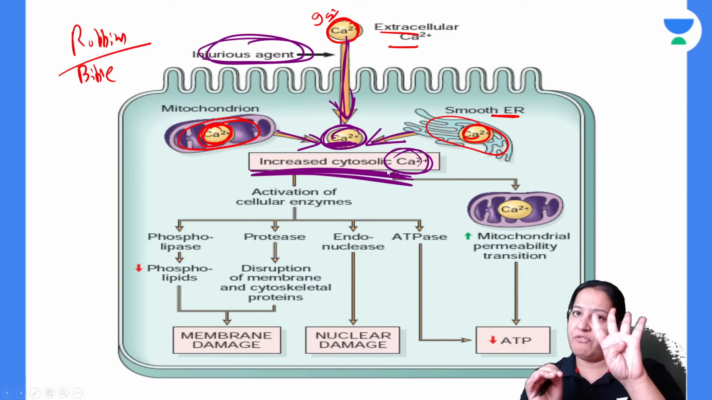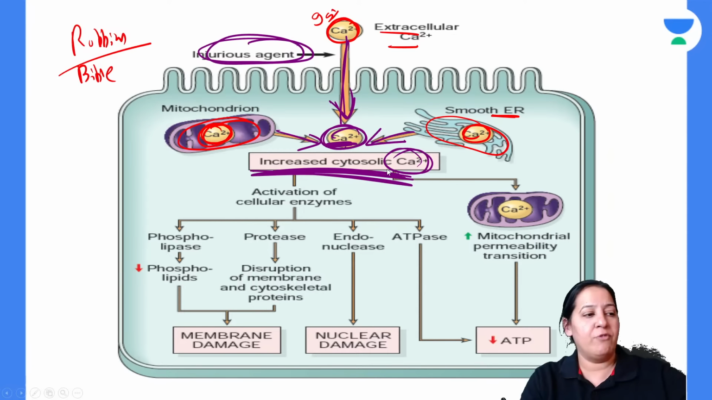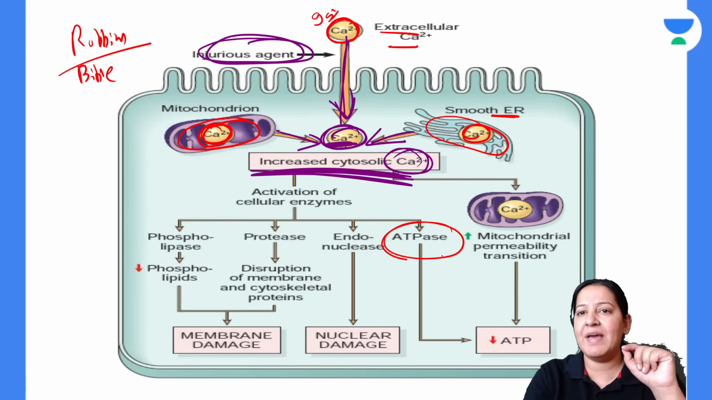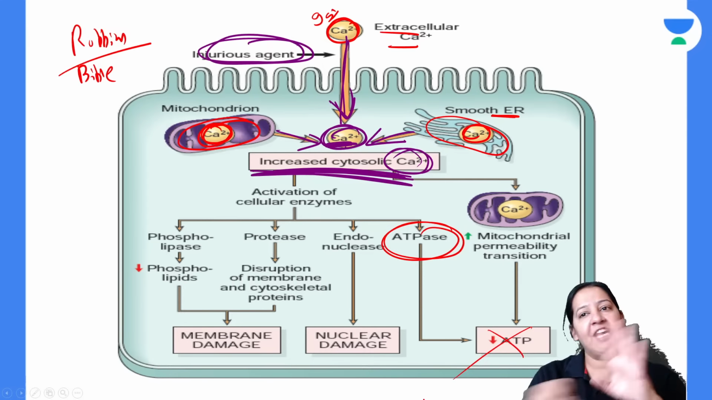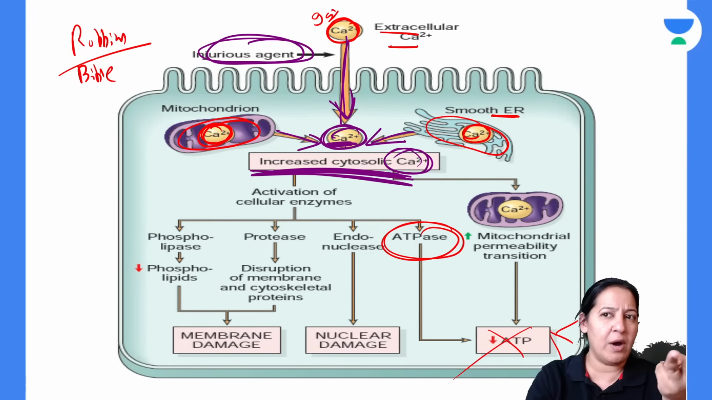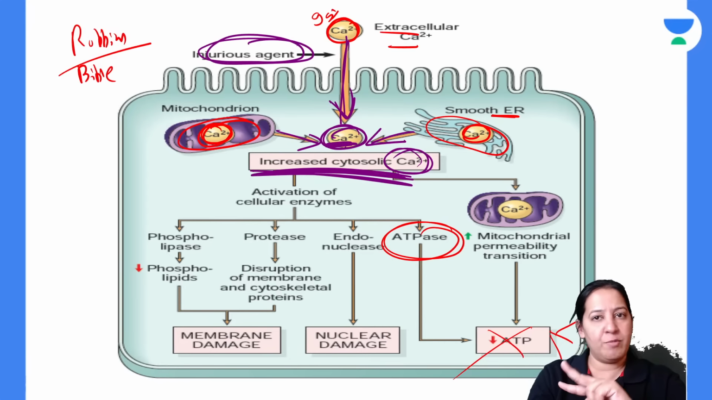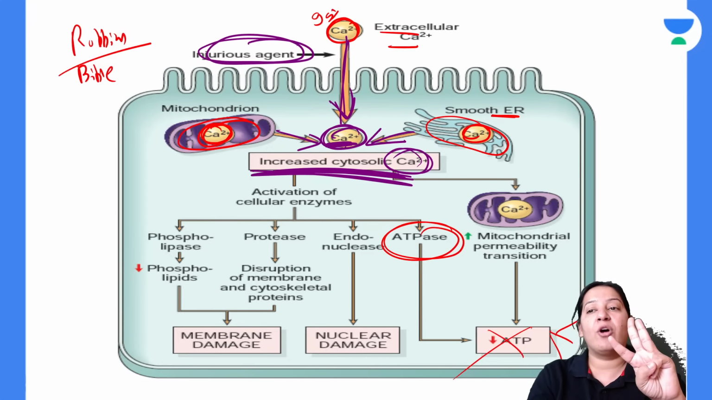So it causes activation of 4 enzymes. Name the 4 enzymes. Number 4, ATPase. It will cause depletion of ATP. ATP depletion, again the same 3 things. I am not repeating, you know it. Sodium potassium pump inactivation, ribosome detachment from endoplasmic reticulum, and anaerobic glycolysis leading to lactic acid formation and decreased pH.